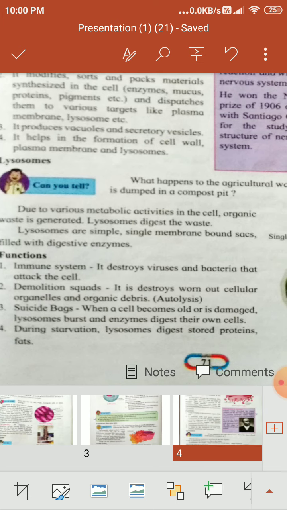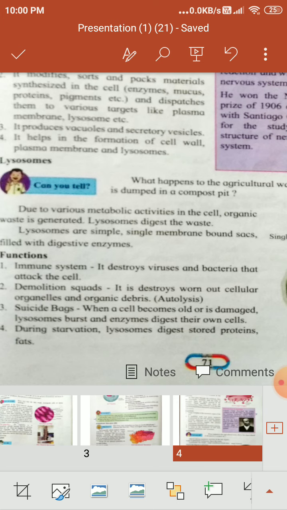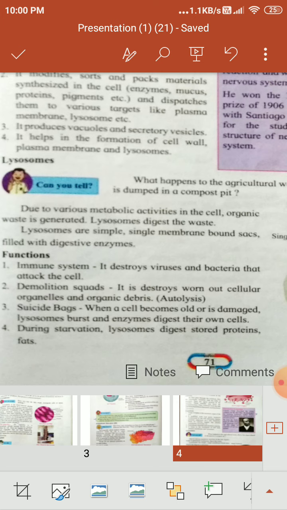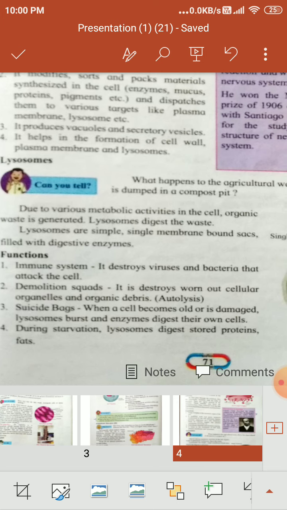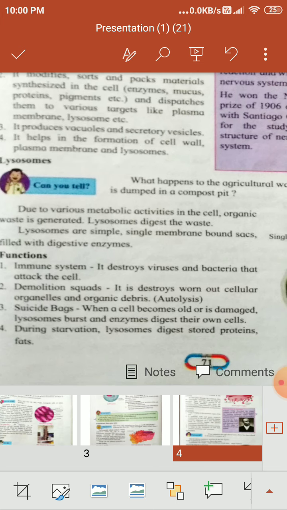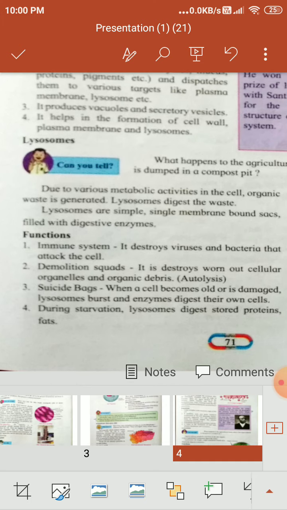Now during starvation, lysosomes digest stored proteins and fats. When we are starving, or when we sometimes fast, lysosomes digest the stored proteins and fats in our body. These are the main important cell organelles and their functions.